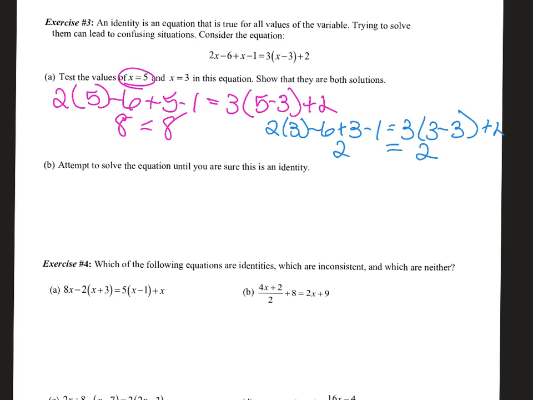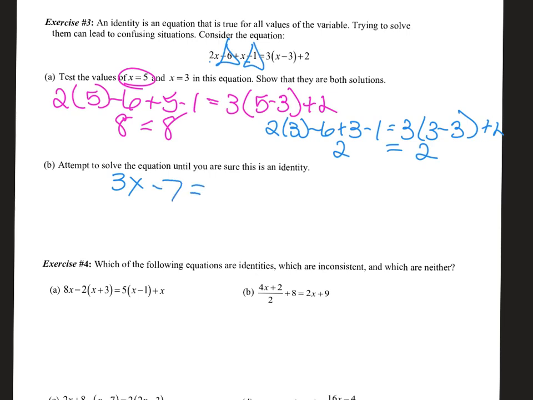So what they want me to do for the next part, or you to do really, is to actually attempt to solve the equation and then show that way that it's an identity. So on the left side, I'm going to combine. I'm going to do 2x plus x. So that gives me 3x. And then I'm going to do -6 minus 1, which is -7.